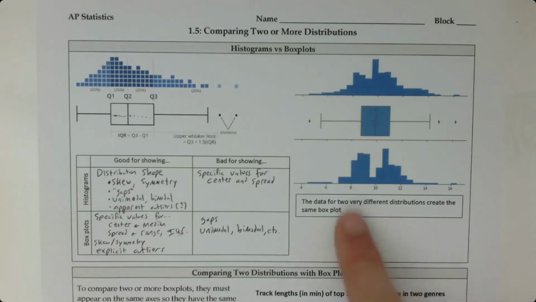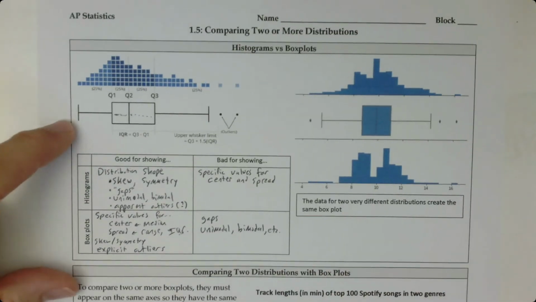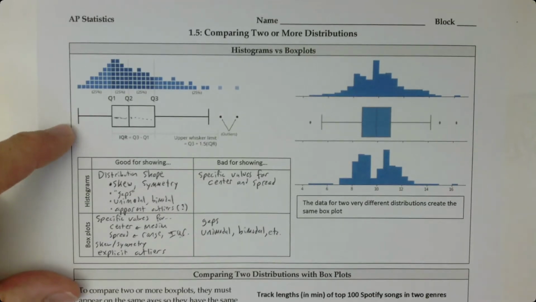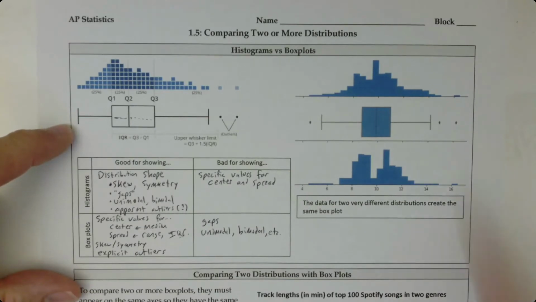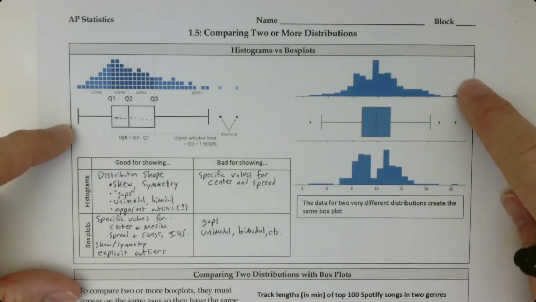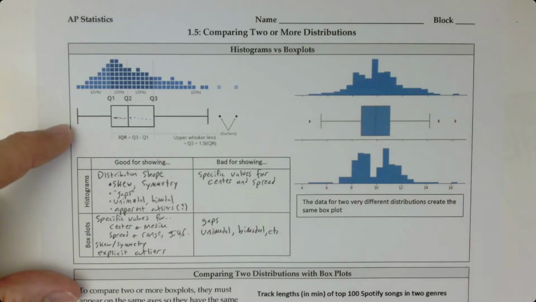So in summary, box plots are perfect for comparing different distributions as long as you're sure that you know the underlying shape of the distribution. If you don't know the underlying shape, or if that's important, you want to look at histograms also.